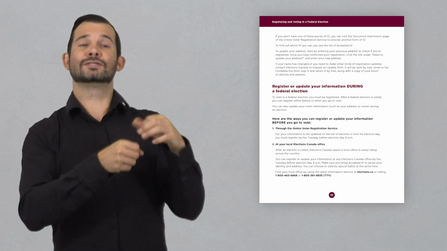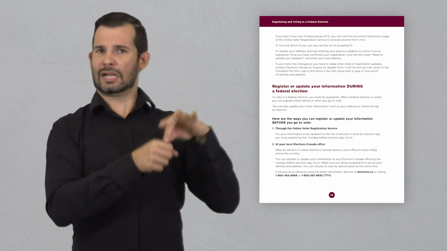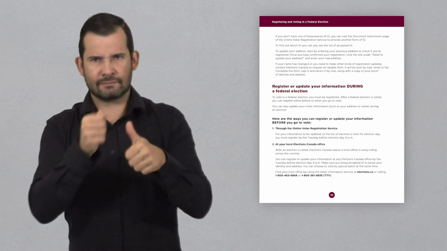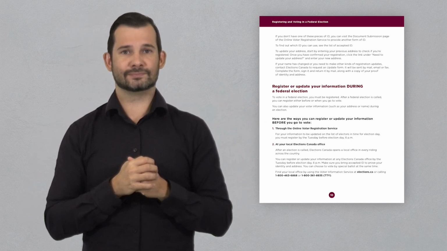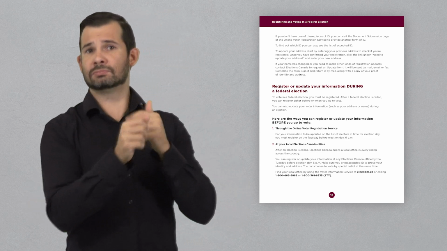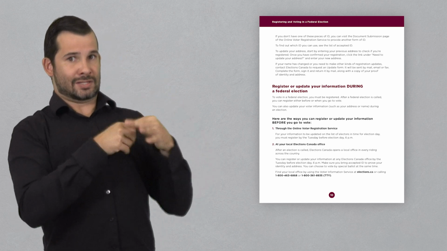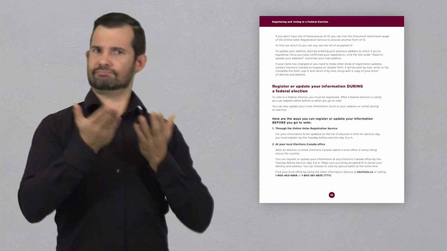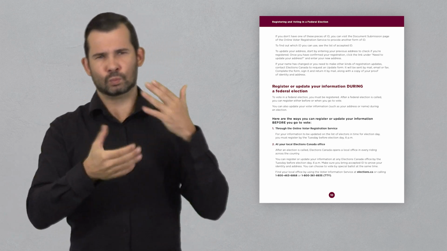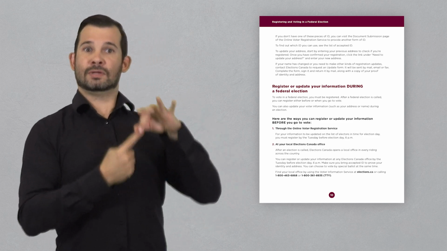2. At your local Elections Canada office. After an election is called, Elections Canada opens a local office in every riding across the country. You can register or update your information at any Elections Canada office by the Tuesday before Election Day, 6 p.m. Make sure you bring accepted ID to prove your identity and address. You can choose to vote by special ballot at the same time.